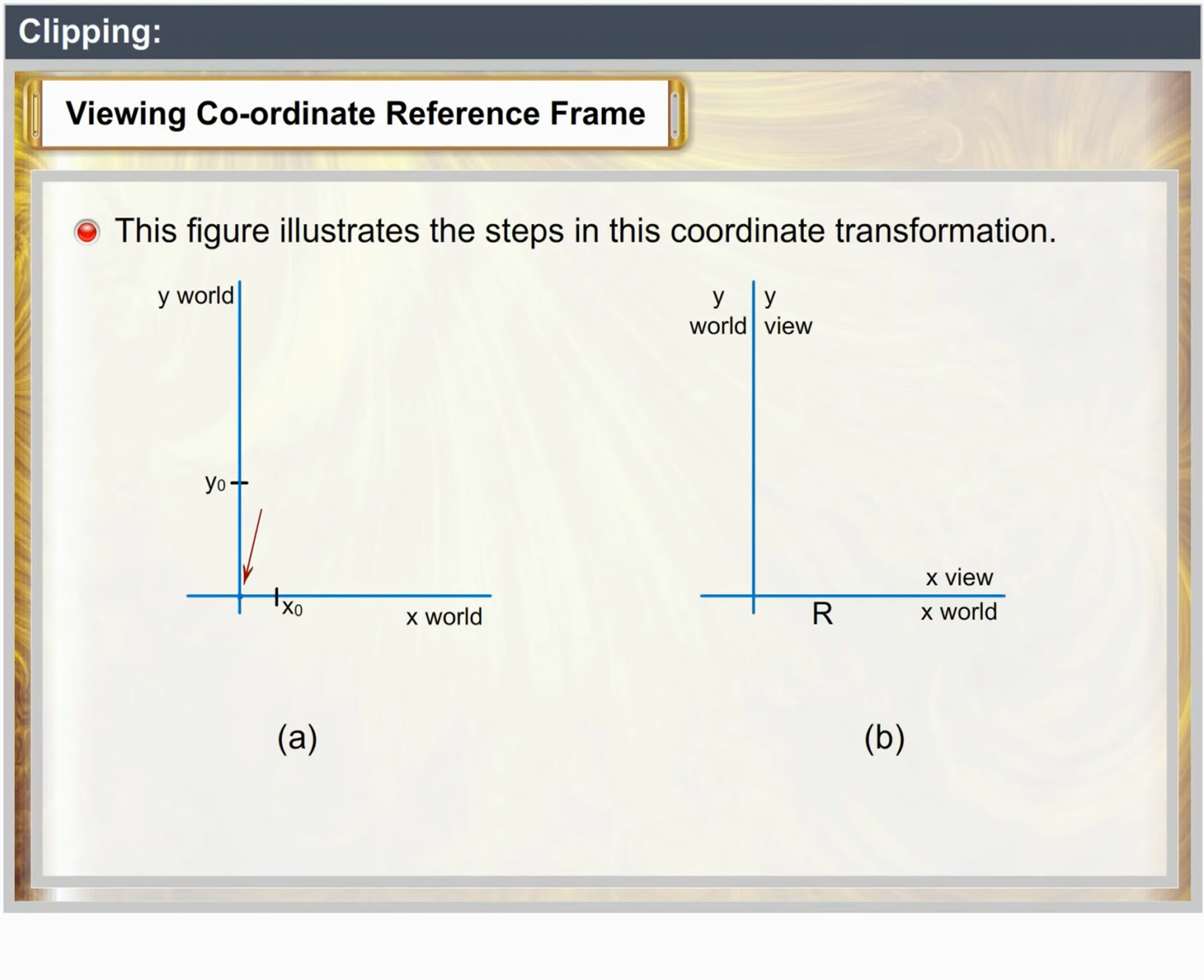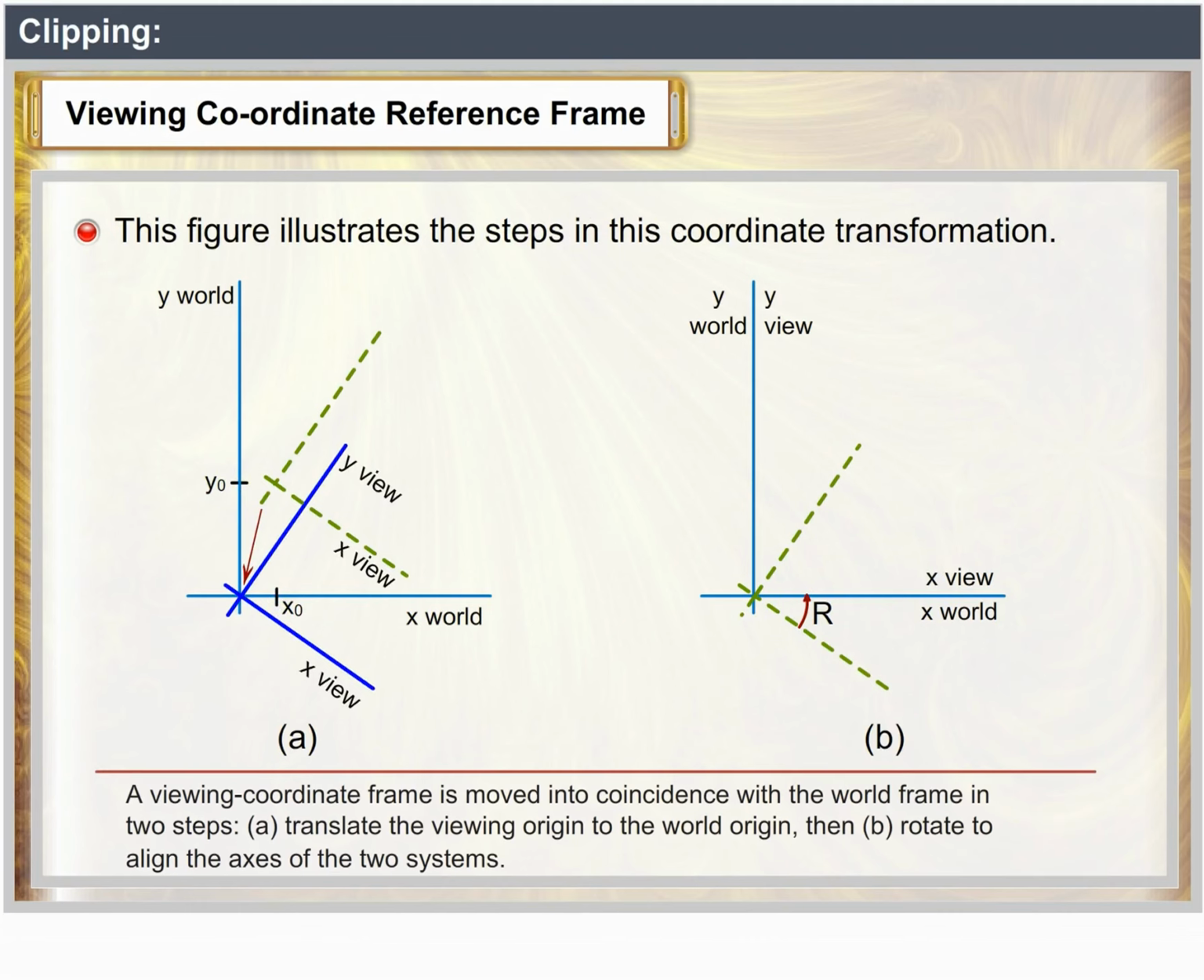This figure illustrates the steps in this coordinate transformation. This figure shows a viewing coordinate frame that is moved into coincidence with the world frame in two steps. A. Translate the viewing origin to the world origin, and then B. Rotate to align the axes of the two systems.